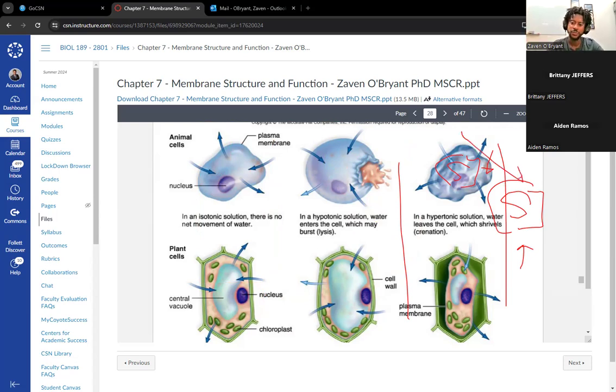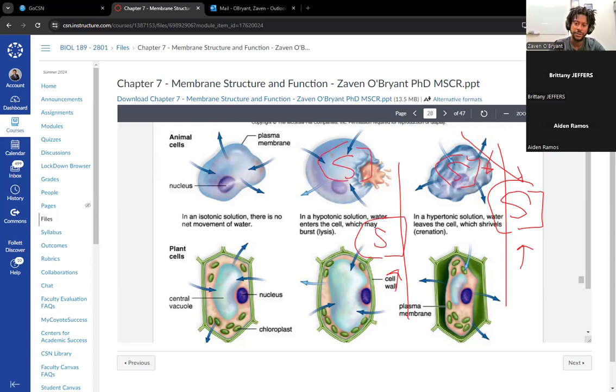And so there's more solute in the solution, so it's hyper. Okay, so like with the picture before, because the water was trying to move into the solute, that's what makes it hypotonic. Exactly.